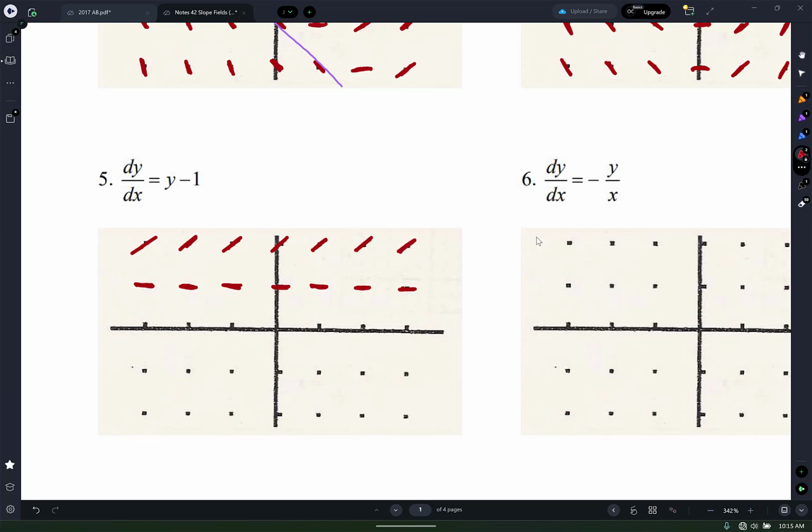I'm going to go to y equals 0, the x-axis, and put slopes of negative 1. I'm going to go to y equals negative 1 and put slopes of negative 2. Just make it steeper, but more negative. And then finally at negative 2, the negative 2 minus 1 is negative 3, so steeper in the negative direction. And there it is.